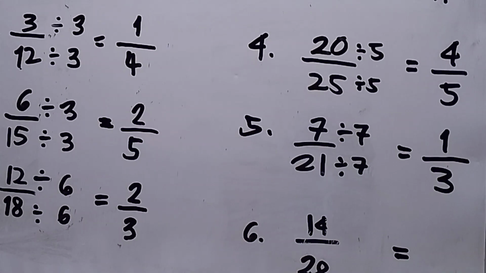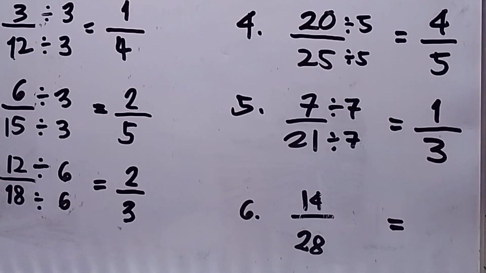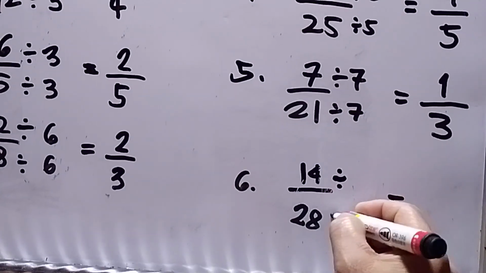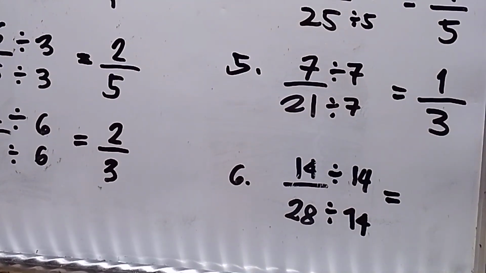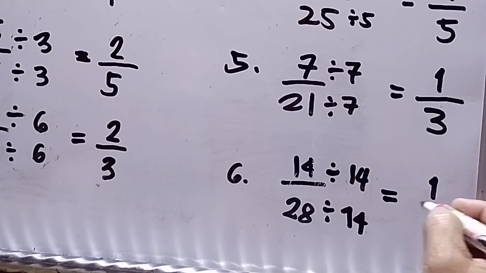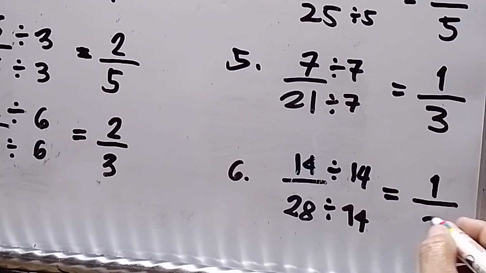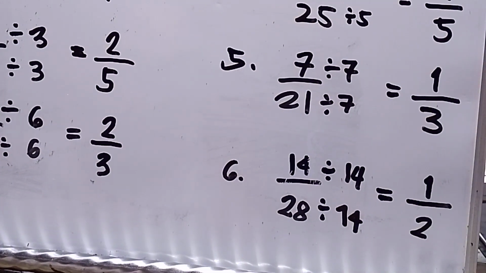How about number 6, 14 over 28? 14 can be divided by 14. And then 28 can be divided by 14. So 14 divided by 14 is 1. 28 divided by 14 is 2. So that's the answer for number 6.